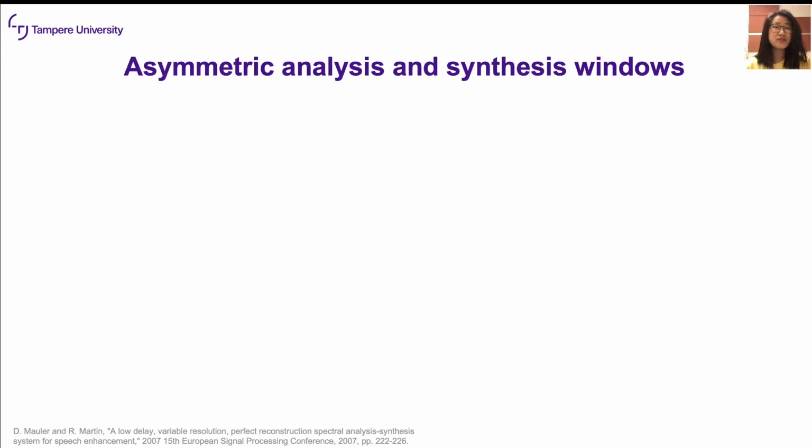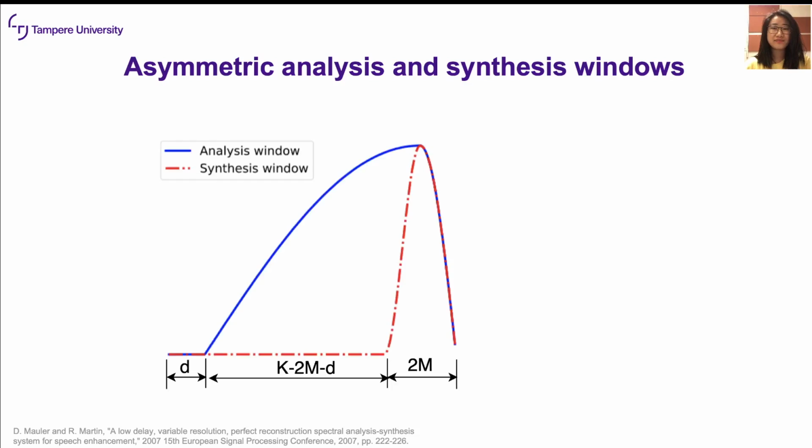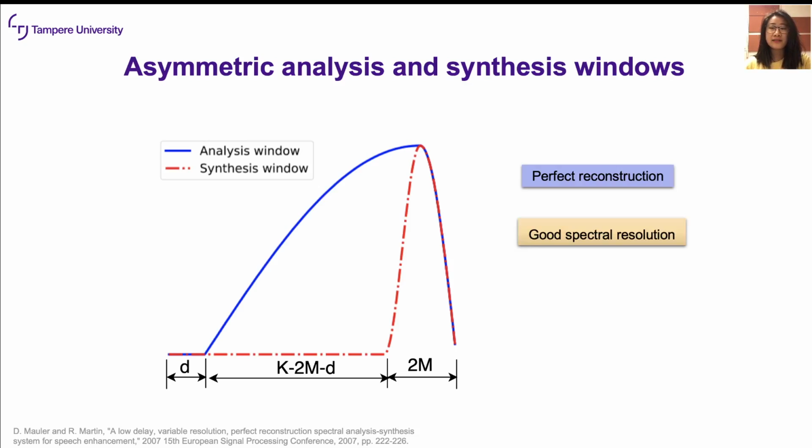Let's look at how this asymmetric analysis and synthesis window looks like. As shown in this figure, the solid blue line represents the asymmetric analysis window, and the red dashed line shows the synthesis window. With such a window scheme, it can also achieve perfect reconstruction as normal windows do, but with good spectral resolution in the analysis part and with low delay in the synthesis part. As a bonus, we refer our readers to this original paper over here, where this original idea comes from.